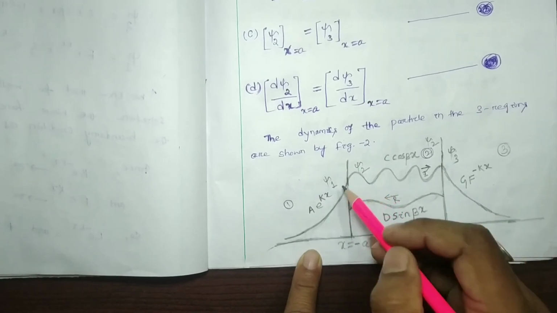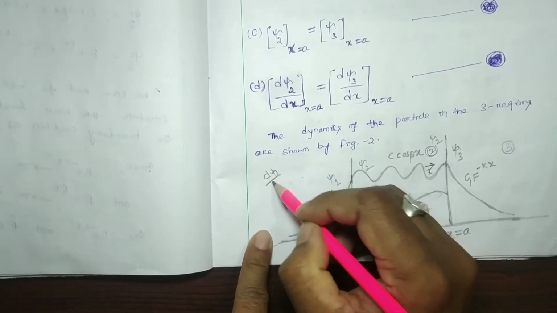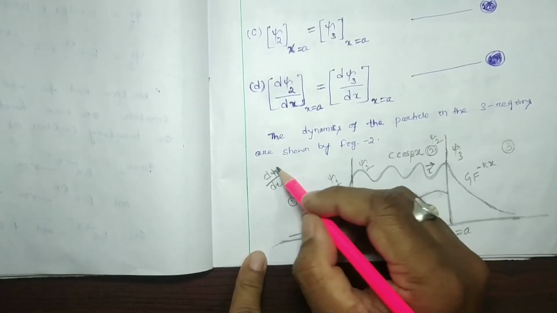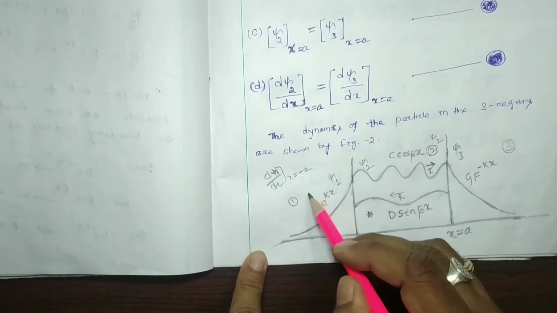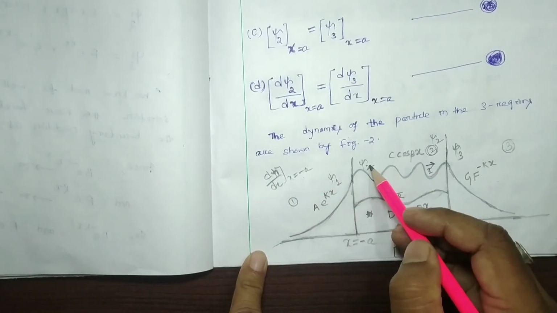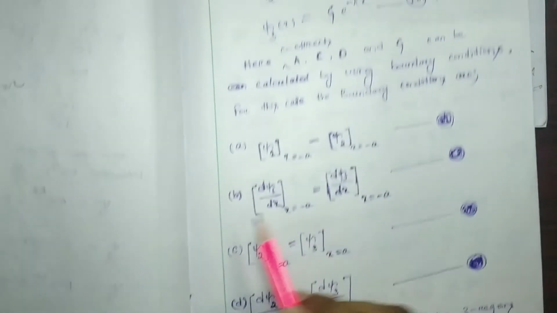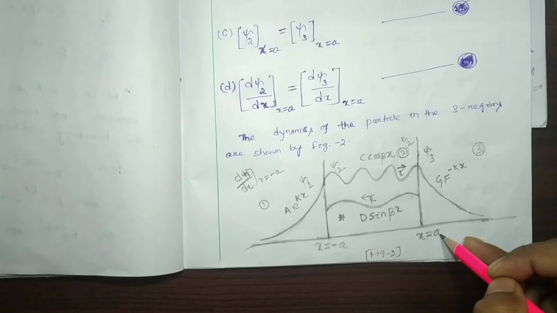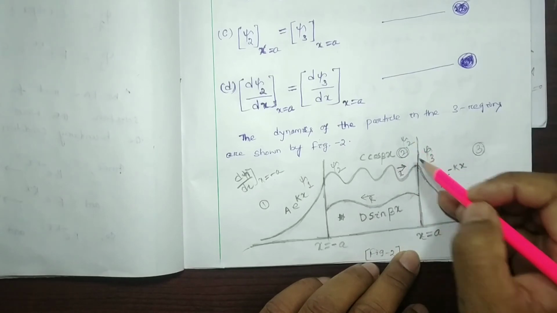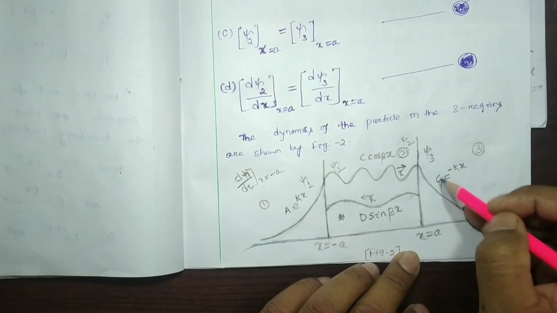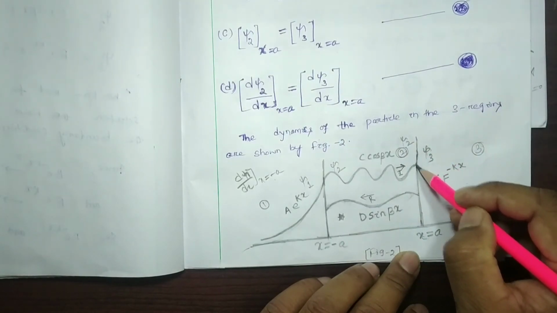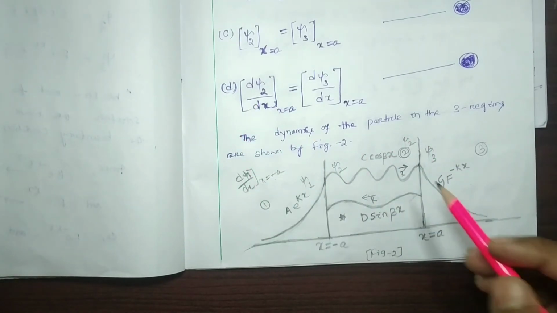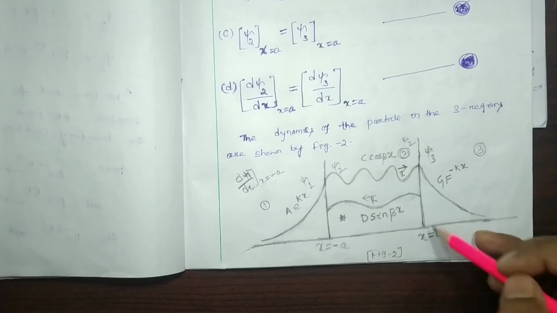That means d psi 1 by dx at x is equal to minus a is equal to d psi 2 by dx at x is equal to minus a, which is our second boundary condition. Similarly, the slope at x is equal to a, that is d psi 2 by dx at x is equal to a equals d psi 3 by dx at x is equal to a. That is our fourth boundary condition, which will be satisfied at x is equal to a.